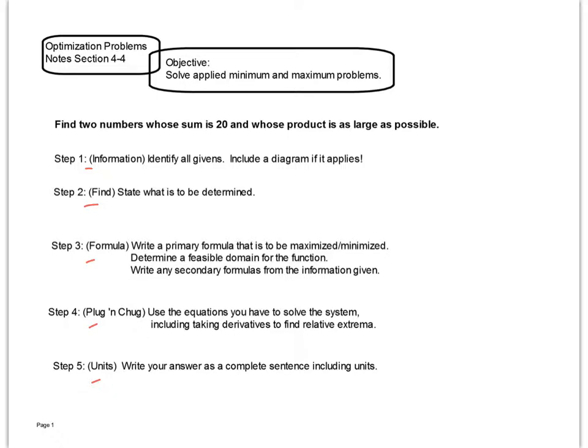So, first thing, let's read the problem. Find two numbers. Okay, wait a minute. That's already the find. I'm looking for my x and I'm looking for my y. You can call them whatever you want. I like x and y because I'm an algebra teacher. What can I say? Then the next thing, whose sum is 20. Okay, that's a given. I know that the sum is 20.